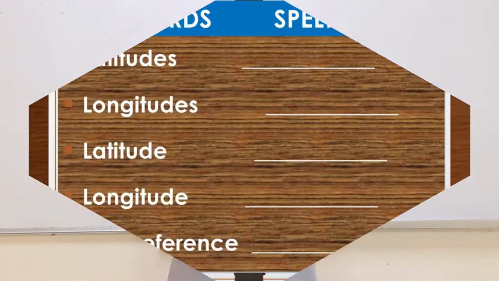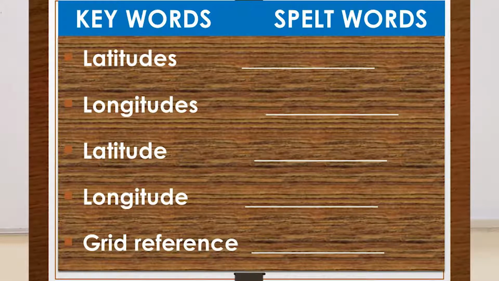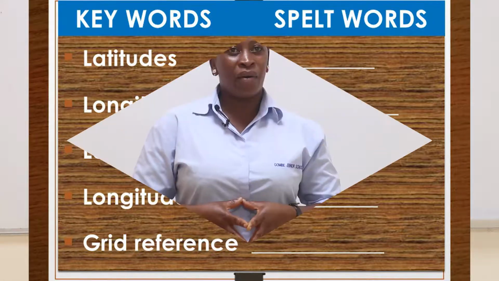I'm teacher Eugene. We are going to look at the location of places using lines of latitude and longitudes. That is for primary 6 social studies. Under that, we shall majorly look at latitudes and longitudes. So we have some keywords before we start our lesson: latitudes, longitudes, latitude, longitude, and grid reference. We are going to have explanations for each of the words.